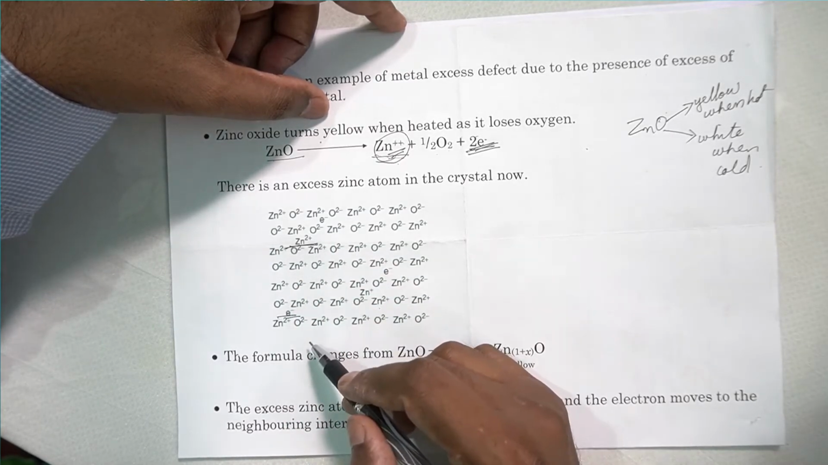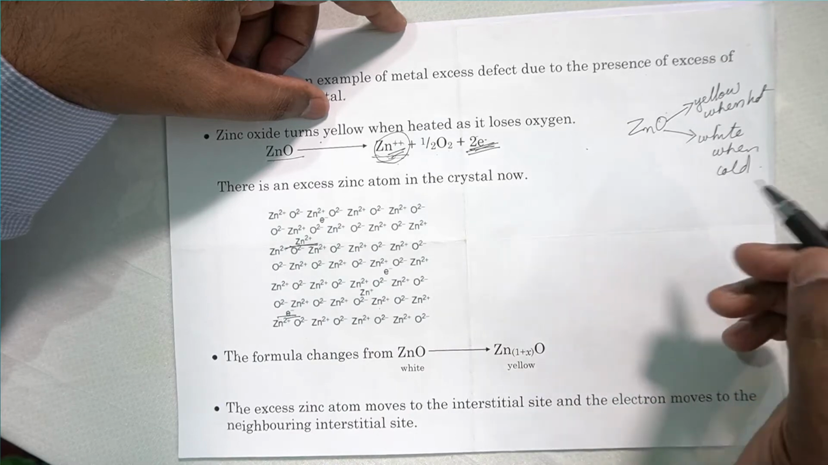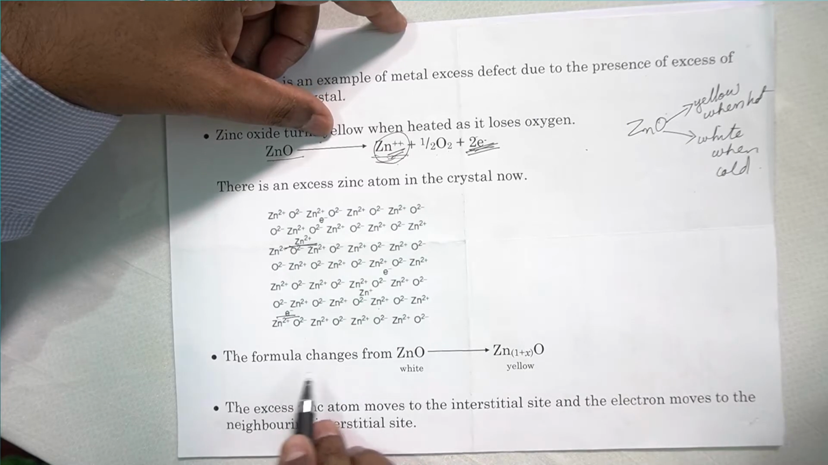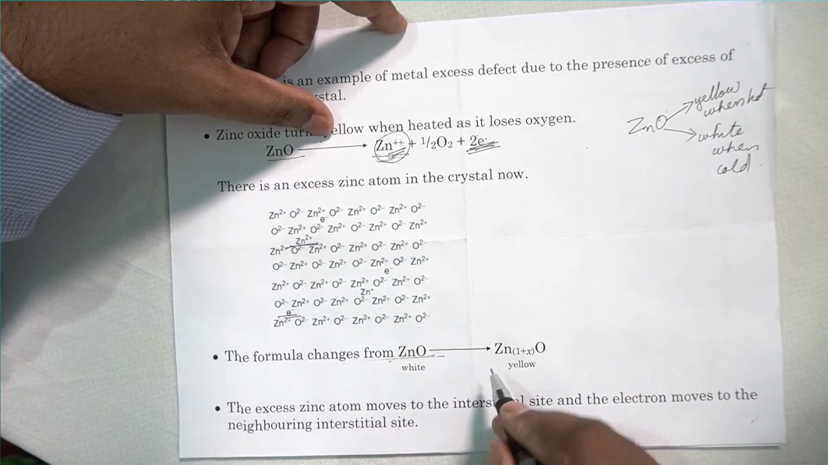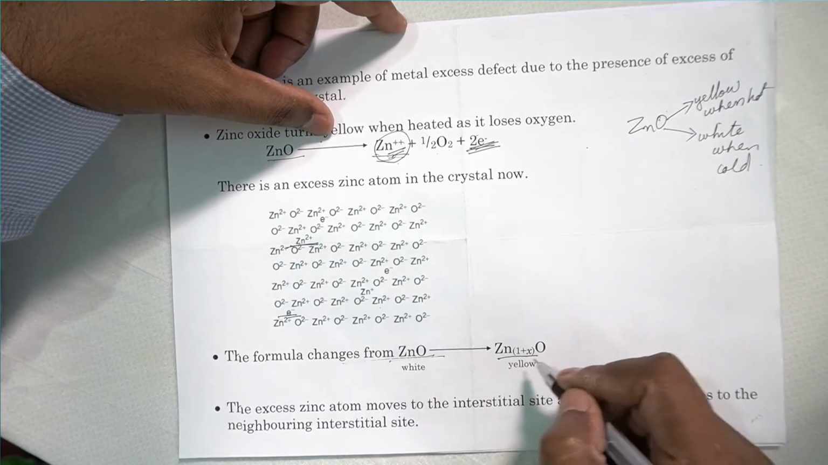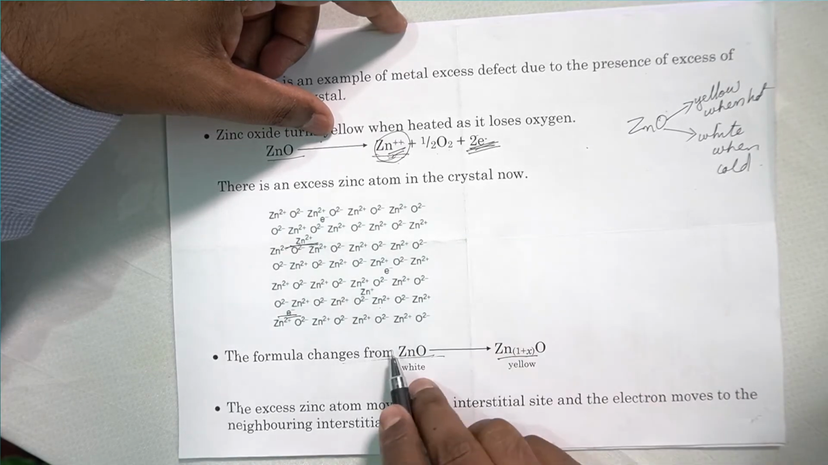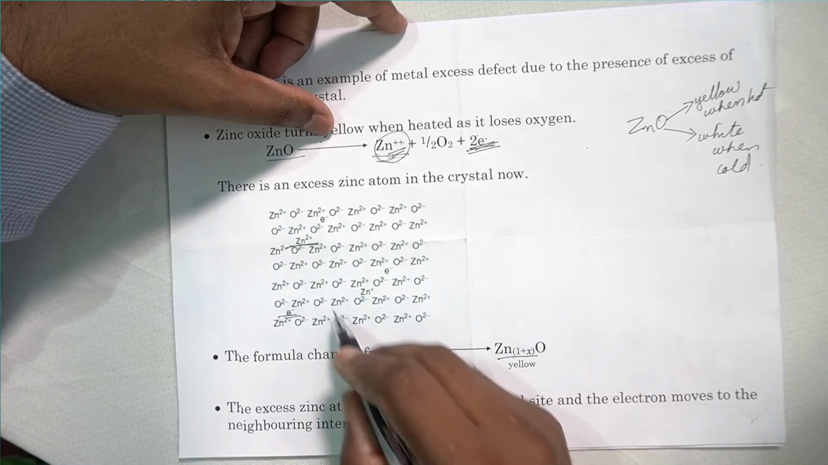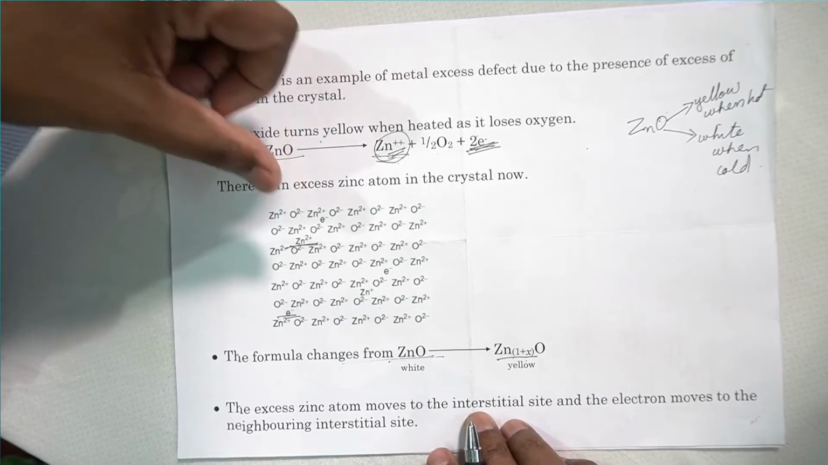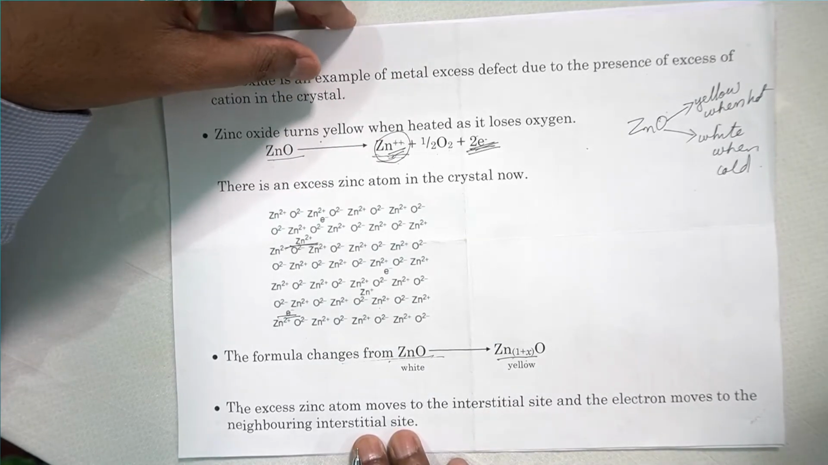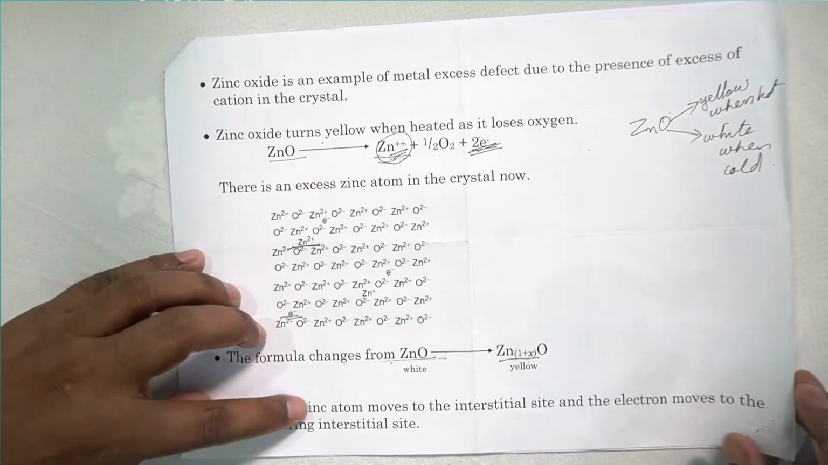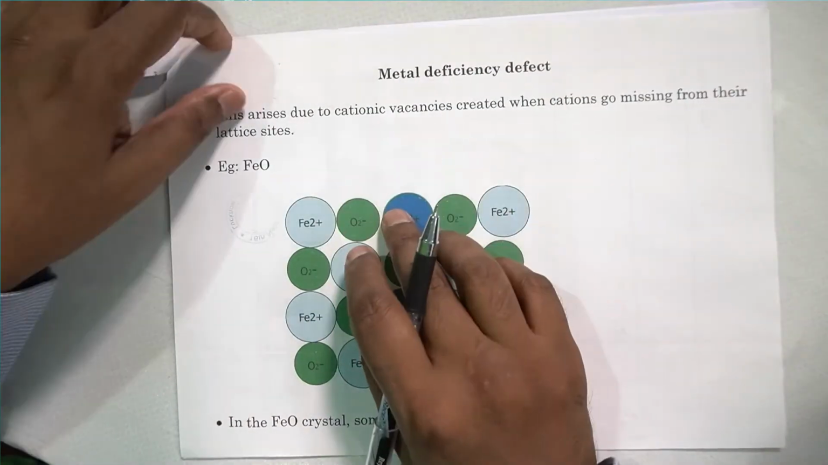So there will be some free moving electrons and Zn++ ions here. Now these will undergo excitation and that will give the color. That is why it turns yellow when heated and white when cold. The formula now changes from ZnO to Zn1+xO. Because there is an excess of zinc, 1 plus x is the number of zinc ions for each oxygen. So there is an excess of metal ion here, so it's a metal excess defect. The excess zinc atom moves to the interstitial site, and the electron moves to the neighboring interstitial site, so it gives the excited color.